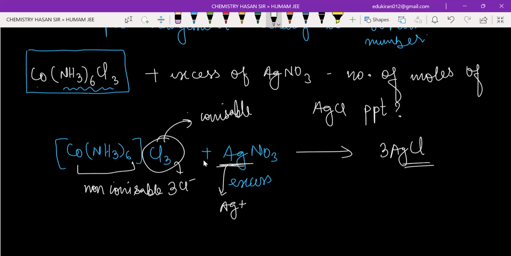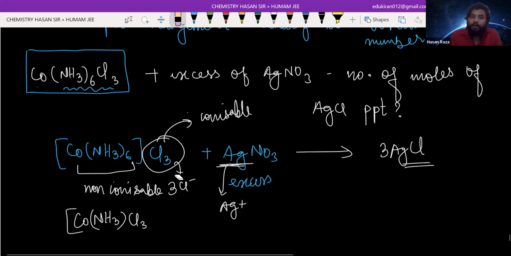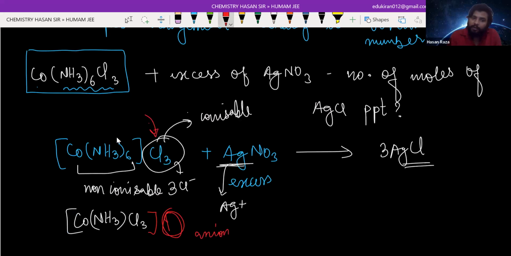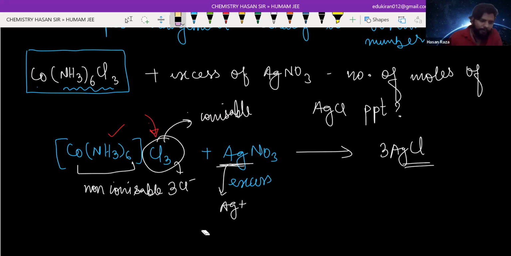Yes, sir. So this is how you are going to do it. You can do like this as well: Co, NH3, Cl3 and NH3 whole thrice. But in the Werner theory, it has been said that the primary valency outside the bracket should be anion. That's why I took this out, not NH3. Is that clear? Yes, sir. Please do write it.